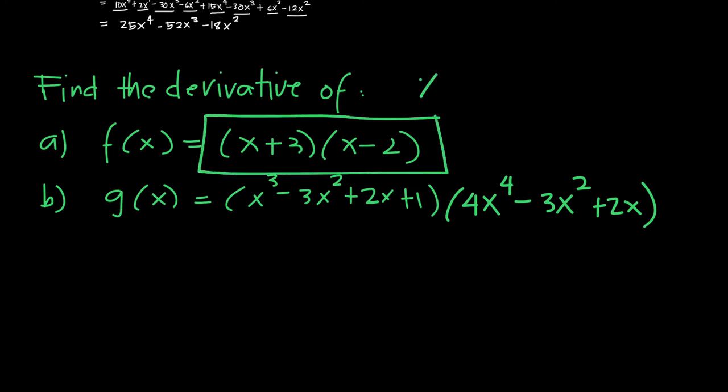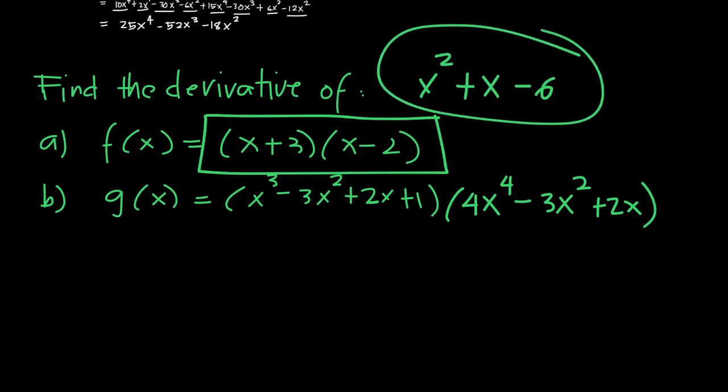That will be simply x squared, 3x and negative 2x, that's plus x, 3 and negative 2 will be negative 6, and just get the derivative of x squared plus x minus 6, which is 2x plus 1, and that was very quick. Now compare that to letter B, the g of x. It will take us some time before we can get the expanded form of the function. So that means the product rule will be a better choice in this function.